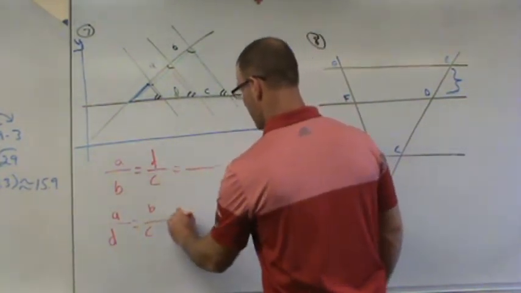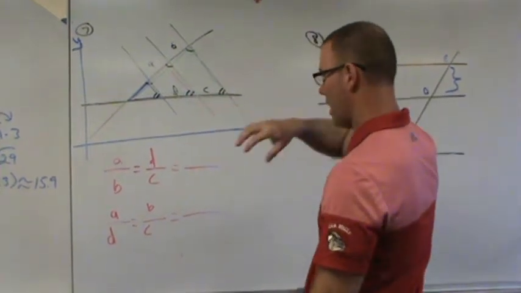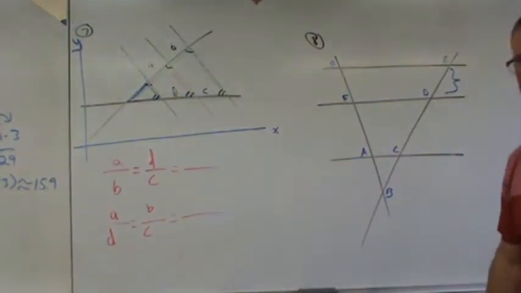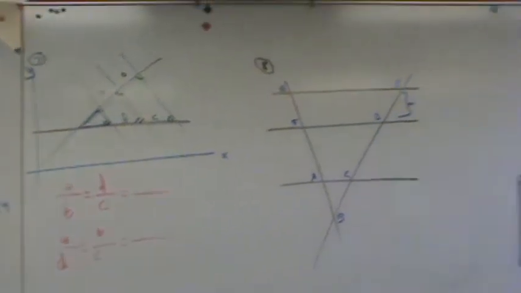Now, the directions say you need to create a third proportion, or a third ratio. So you need to do that. I'm not going to talk about that now. The other thing I want to talk about, though, is question 8, and then I'm going to go to 9, and I'm going to cover 12 and be done.